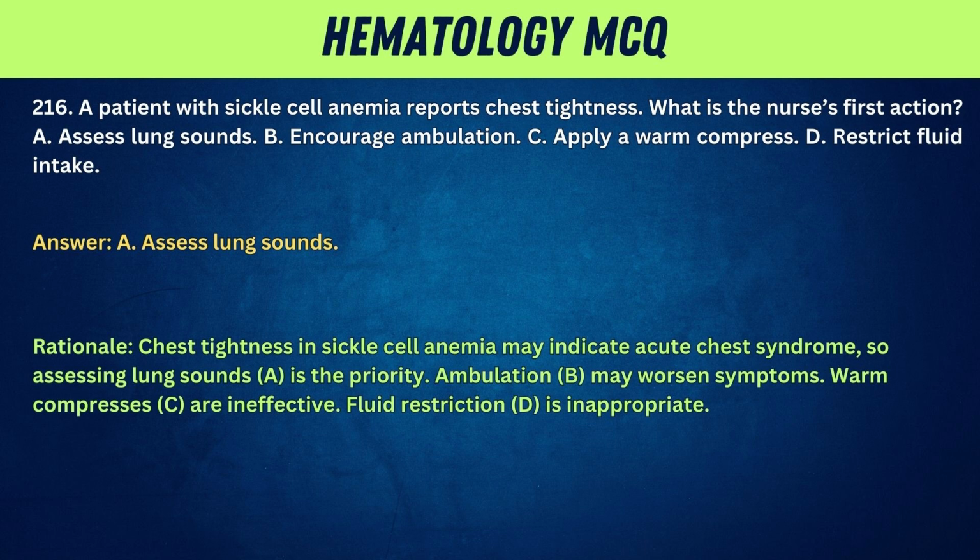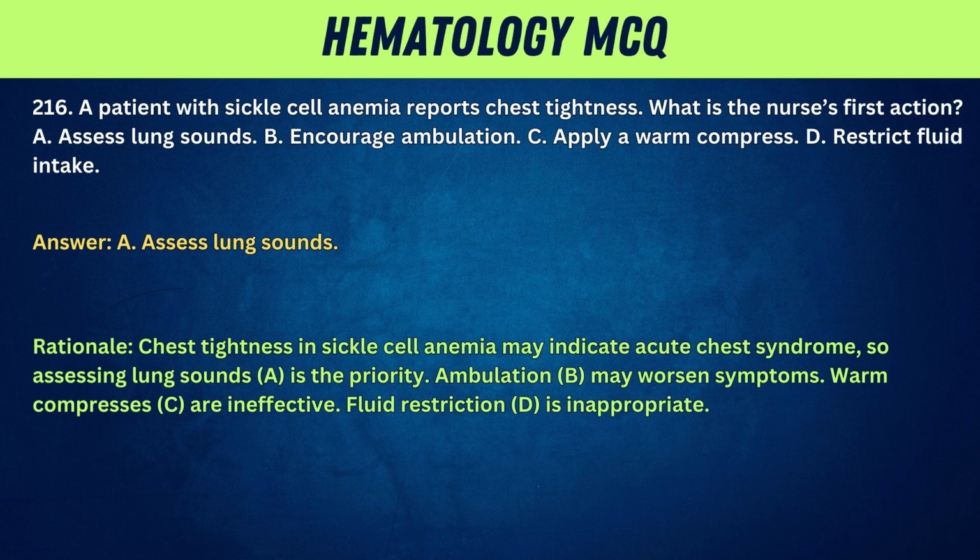216. A patient with sickle cell anemia reports chest tightness. What is the nurse's first action? A. Assess lung sounds. B. Encourage ambulation. C. Apply a warm compress. D. Restrict fluid intake. Answer: A. Assess lung sounds.